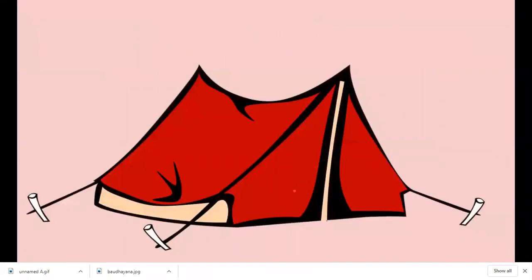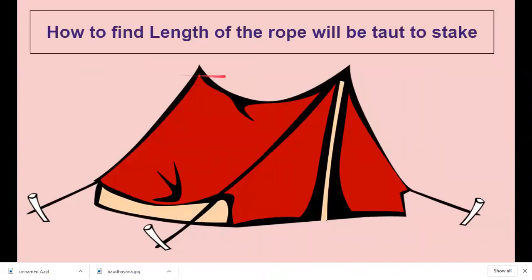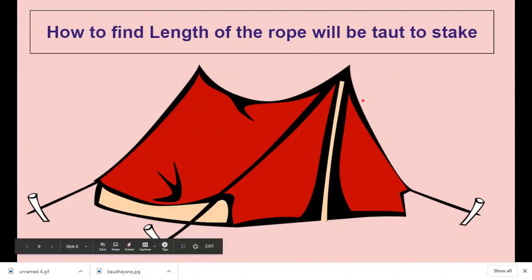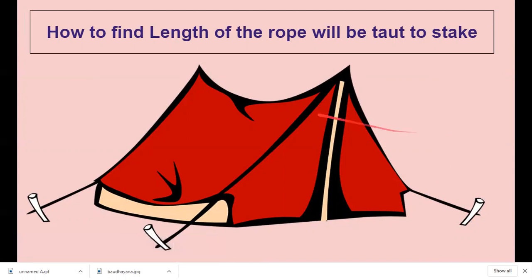We all see tents, isn't it? A tent is built with the help of a rope. To find the length of the rope that will be taut to the stake, this is a stake, what will be the length of the rope? For this calculation also, we use the principle of the Pythagoras theorem. So everywhere in our daily life, we use this Pythagoras theorem.